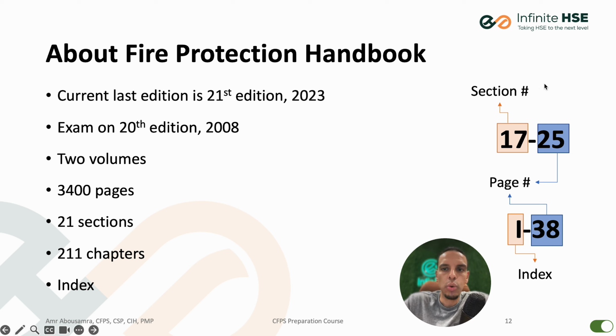That means when you reach the last page of section 17, we will start with section 18-1. So up to the end of section 18, you will start with 19-1 and so on. So each section starts with the section number -1 up to the end of the section, and the index starts with the letter I. You have to know this information very well, and we will see at the end of this video how to reach the information from the Fire Protection Handbook and what's the difference between the table of contents and the index.